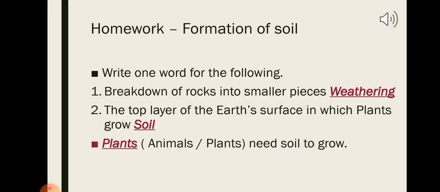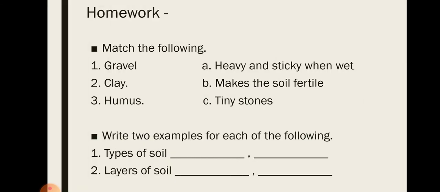Let's check your homework of previous topic. Your today's homework: find out the following answers and write down in your notebook, and be ready with your answers in the next period.